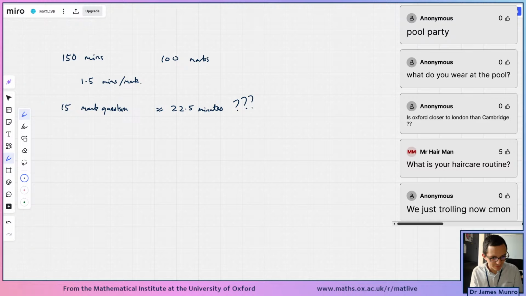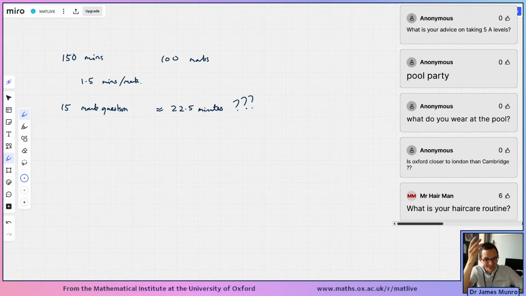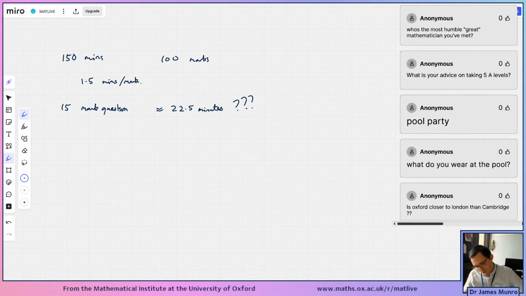But there you go. Is Oxford closer to London than Cambridge? That's just geography. We should look that up. That's a good question. Is Oxford closer to London? What is it, about an hour on the train for each of them? It's close. It's maybe so close it makes no difference.